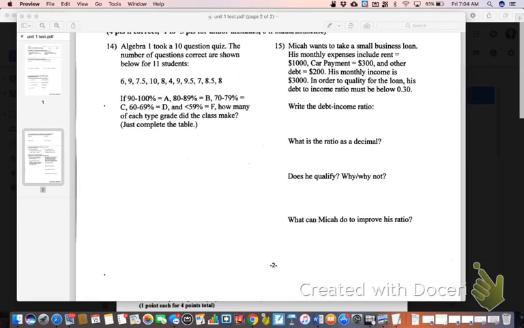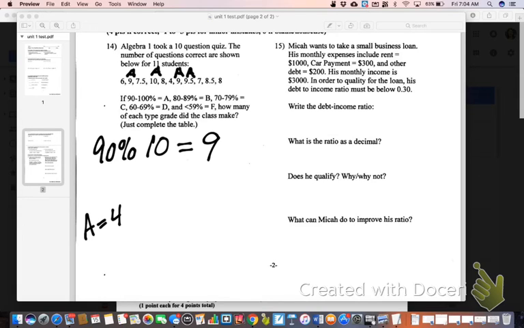For number 10, they took a 10-question quiz, and we want to know how many of each grade there were in the results. So if an A is 90%, well, 90% of 10 questions is just going to be a 9. So I'm going to go ahead and label the kids who got a 9 or higher as an A. So I've got 1, 2, 3, and 4 kids that got an A.